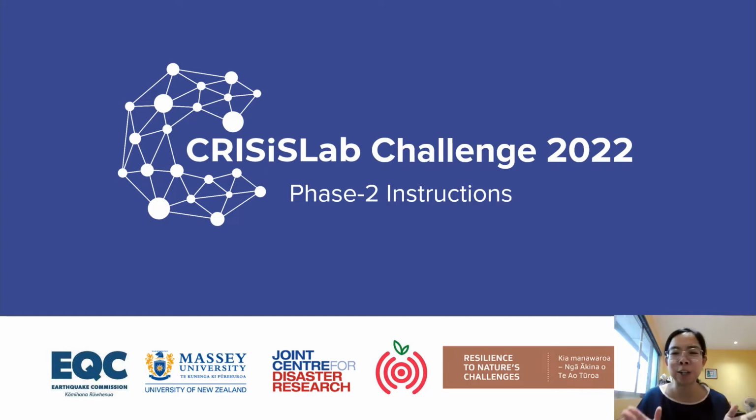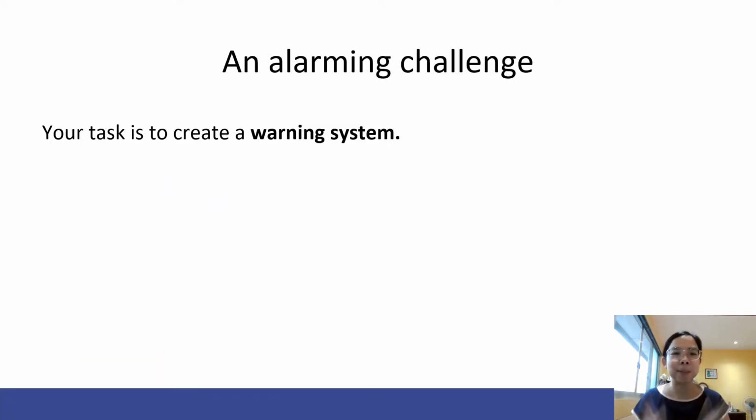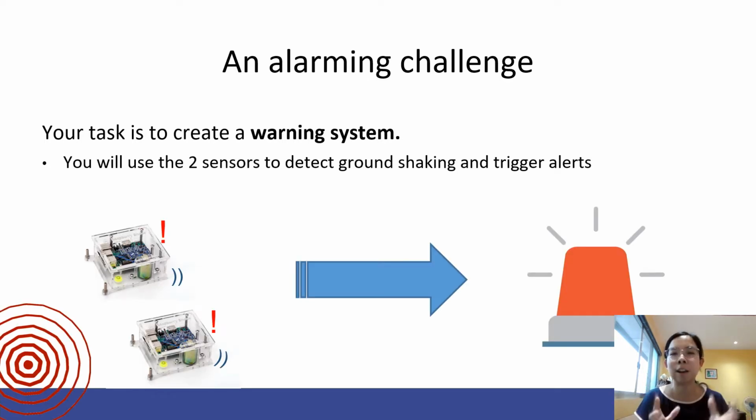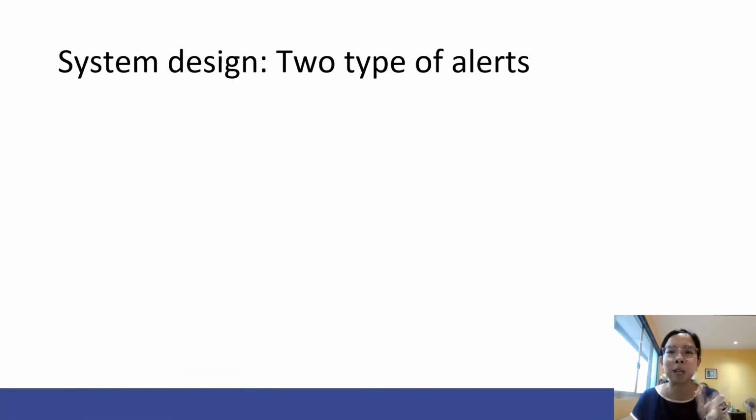So here we are to share with you the instructions for phase 2 of the challenge. The challenge is called the alarming challenge, and your task is to create a warning system. This system will use two sensors to detect ground shaking and then trigger alerts. We want you to create two types of alerts for your system.